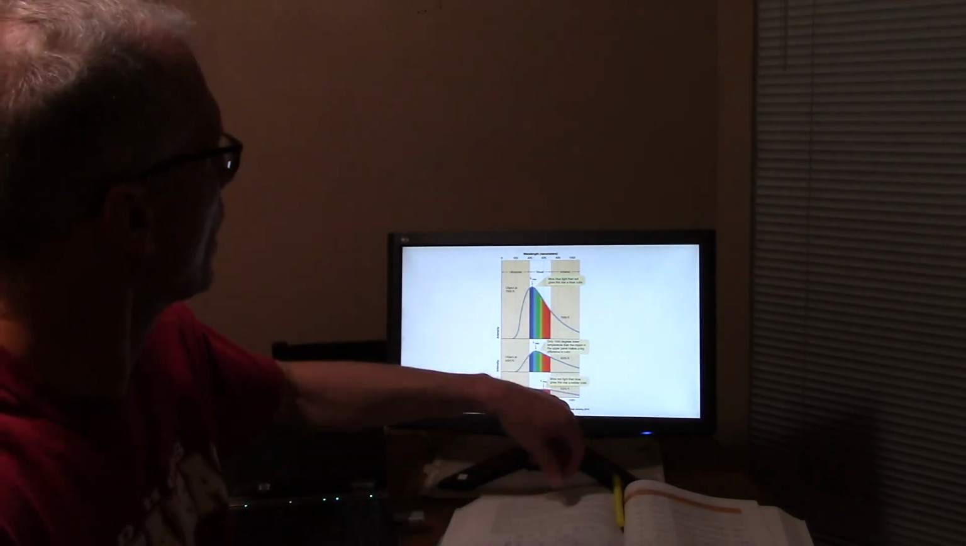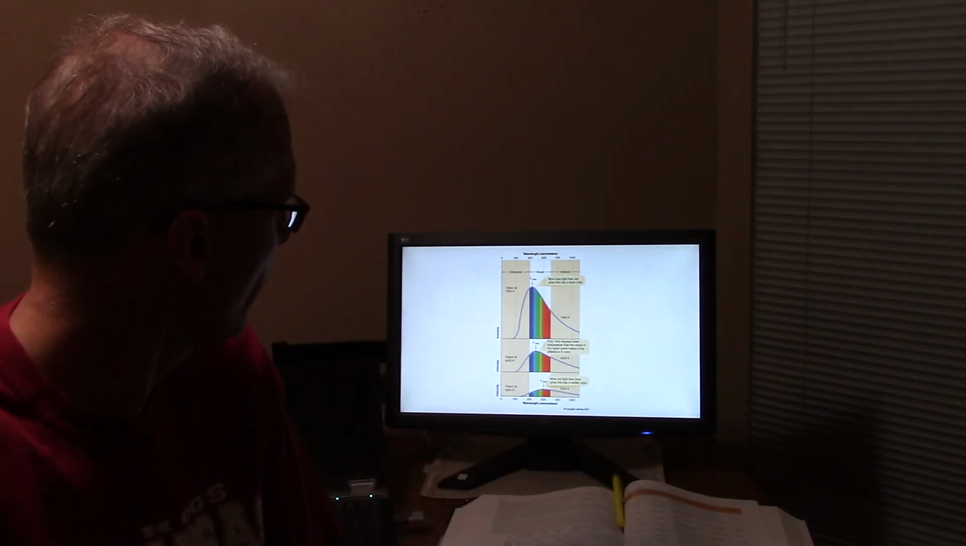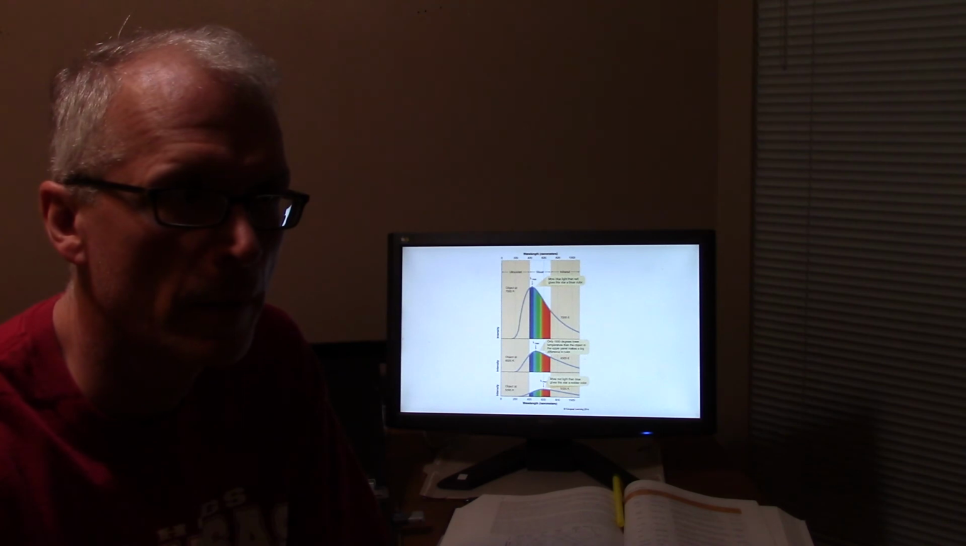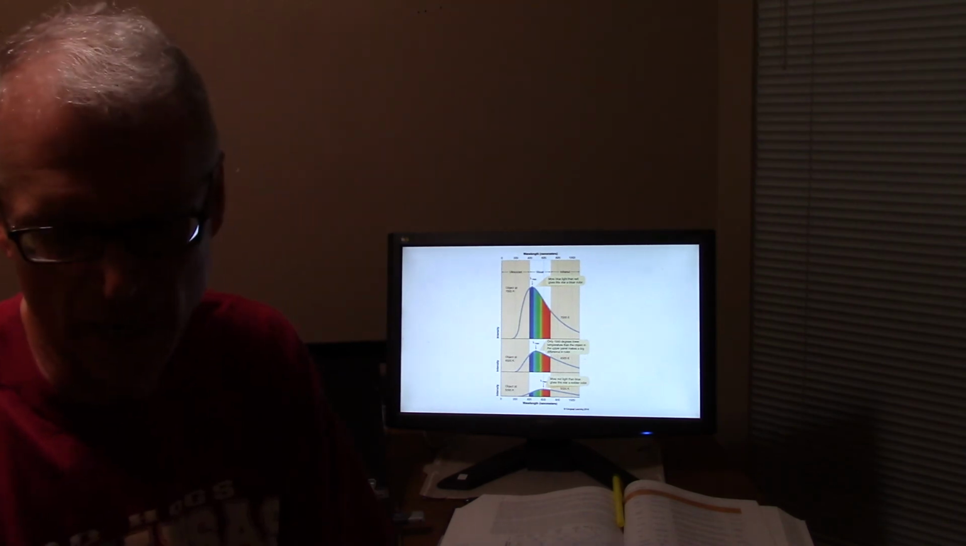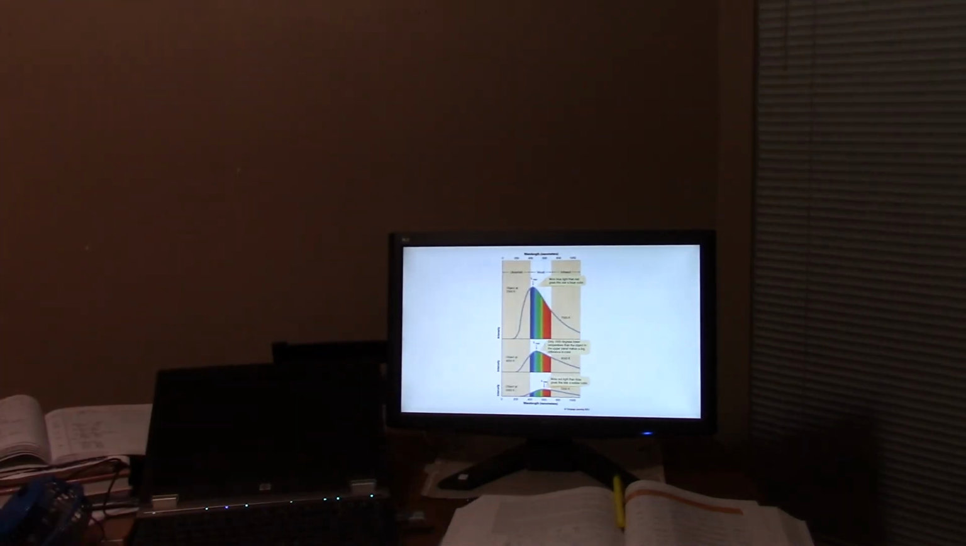So we're just going to talk a little bit though about color. The color of stars and how that affects their classification. So let me zoom in on this.